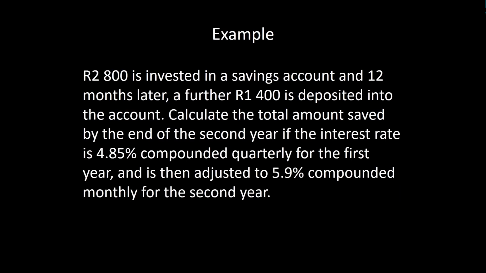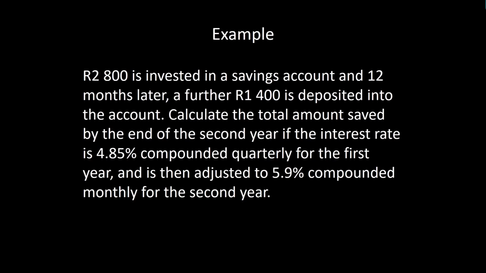All right. And the best way to look at using a timeline is to look at an example. So they say 2,800 Rand, so we mark this off as P, is invested in a savings account, and 12 months later, a further 1,400 Rand is deposited into the account. So we see that this is money going in, okay? They want us to calculate the total amount saved, and make sure you read to the end of the question before you start marking information on your timeline.